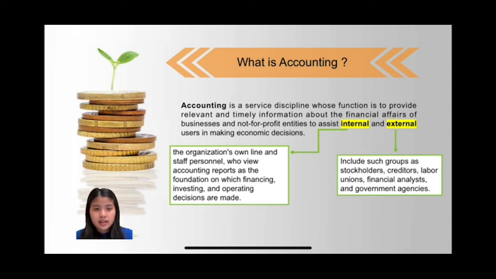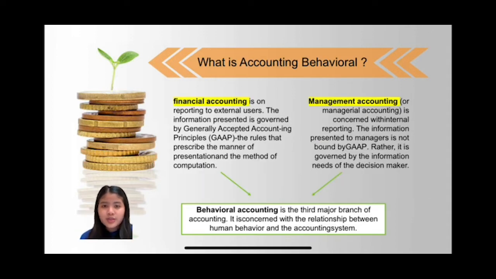We continue to the next slide. Here, we are going to figure out what behavioral accounting actually is. But firstly, we also have to know the difference between management accounting and financial accounting, because both will be related to the definition of behavioral accounting.